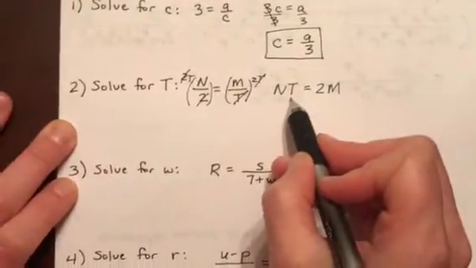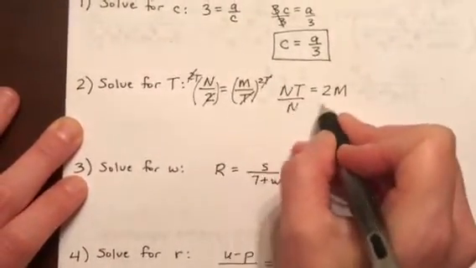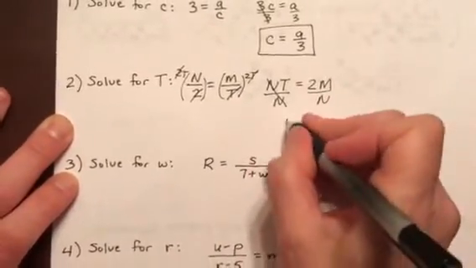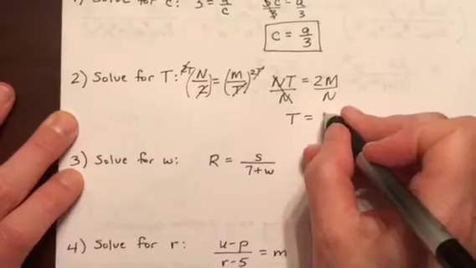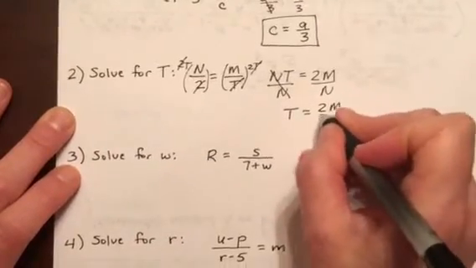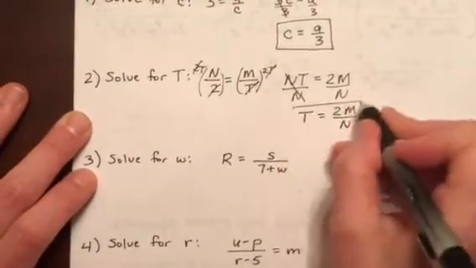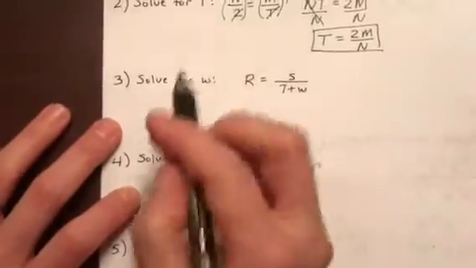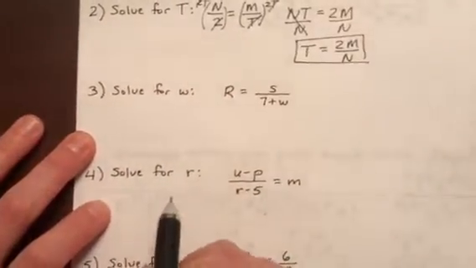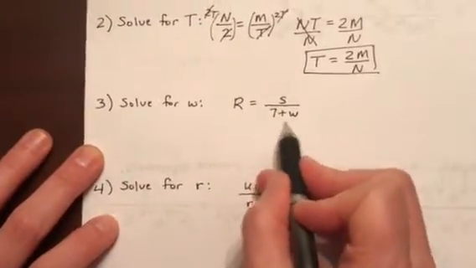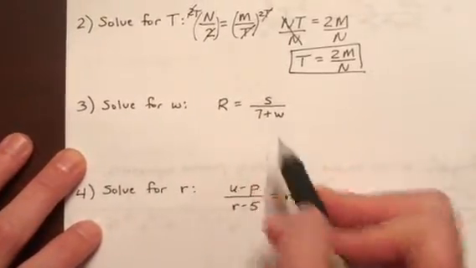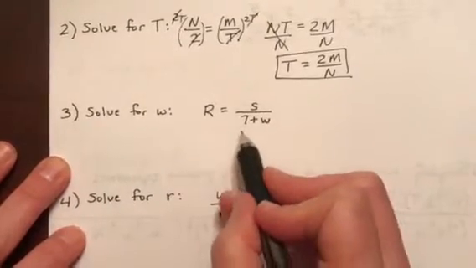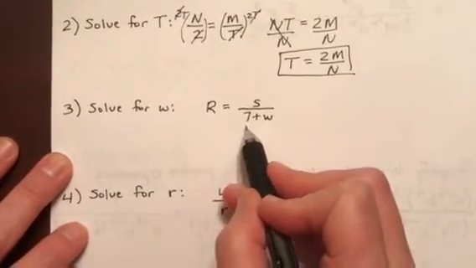We're solving for t, and so divide both sides by n in order to get t alone. Those n's will cancel, and so we have t equals 2m over n, and that is our final answer. Number 3 says solve for w. Again, w is in the denominator of a fraction. Now we have a sum down there. That's okay. We can multiply both fractions by 7 plus w.